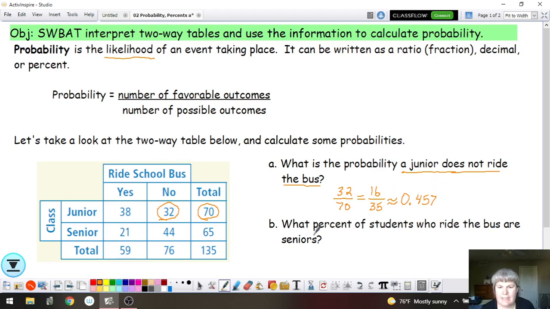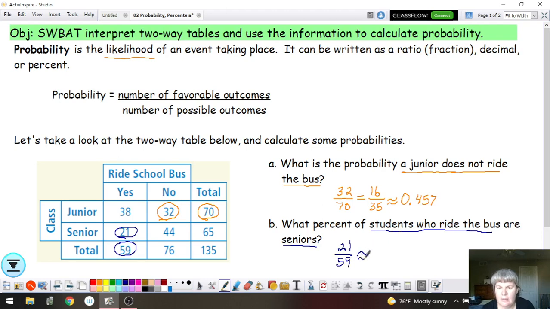Our next question is asking about a percent. So I'm going to go ahead and start by writing it as a ratio, writing it as a decimal, and then writing it as a percent. So what percent of students who ride the bus, so this time we're looking for students who ride the bus, are seniors. So students who ride the bus, that's 59 students, 21 of them are seniors. So that probability is 21 out of 59. I don't believe we can simplify that. Since we're looking for a percent, it really doesn't matter.